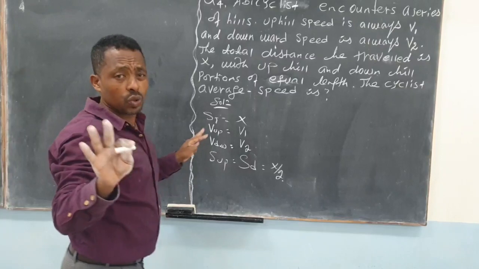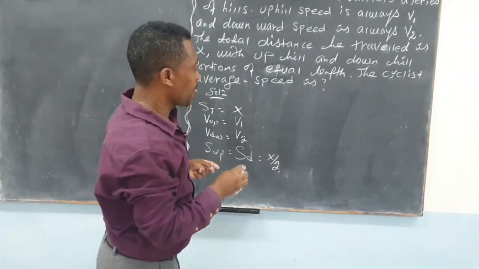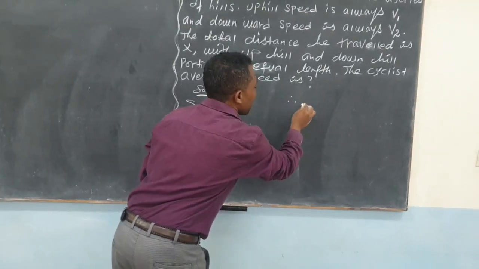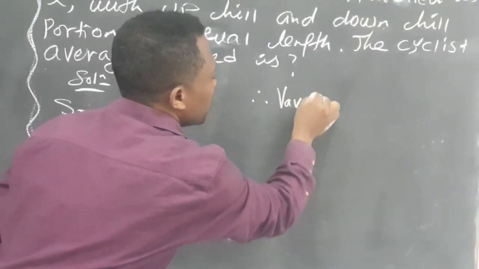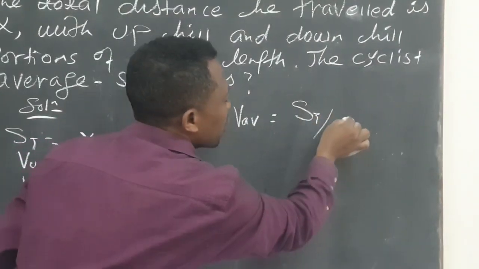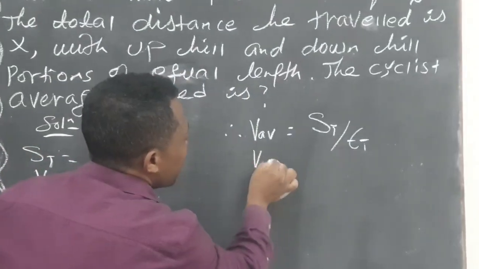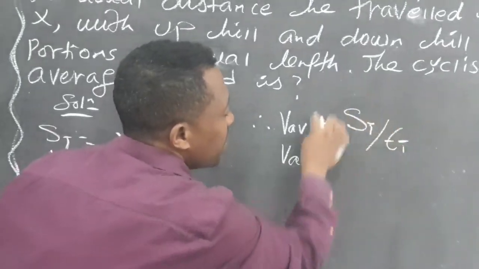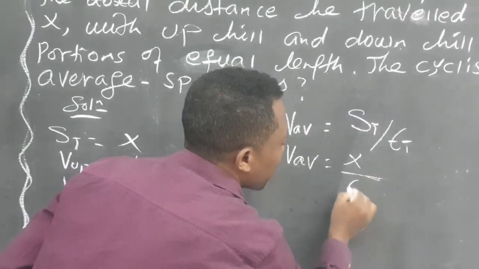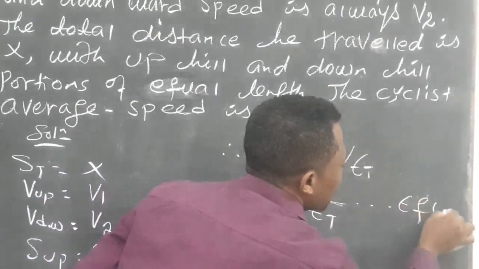Great. And also we are requested to calculate the average speed. Therefore, the average speed is equal to the total distance over the total time taken. The average velocity is the total displacement, x, over t total. Correct. This is equation 1.